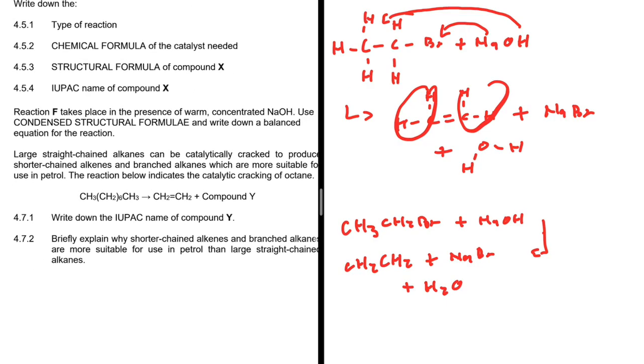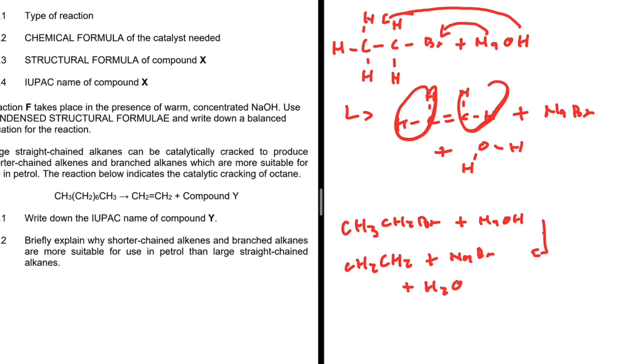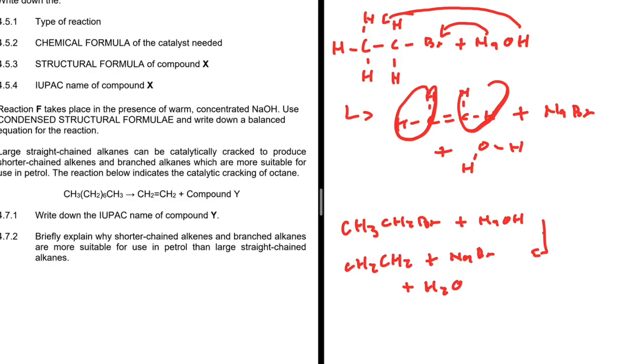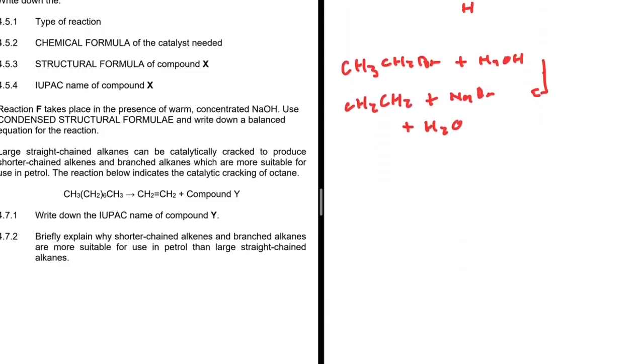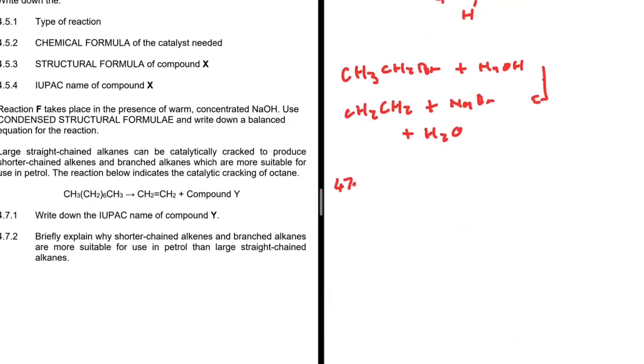Okay, so 4.7, cracking. Let's take a look. We know fully well that this is still part of our syllabus, but it's one of those questions that are not usually there in the exam. But let's go ahead and take a look at it. A large straight chained alkene can be catalytically cracked to produce shorter chained alkenes and branched alkanes, which are more suitable for use in petrol. The reaction below indicates the catalytic cracking of octane.